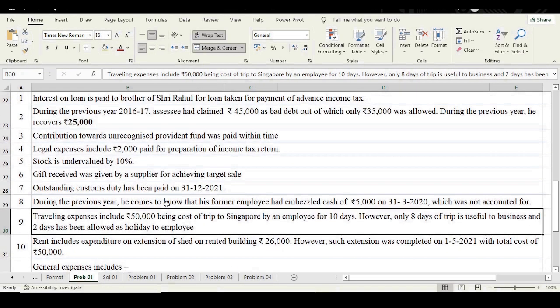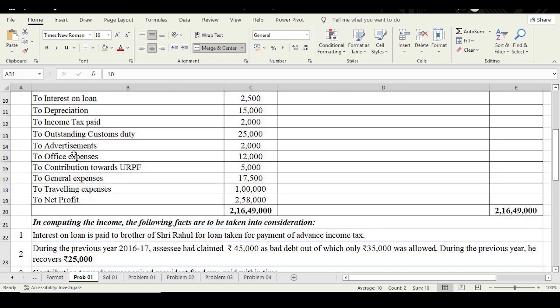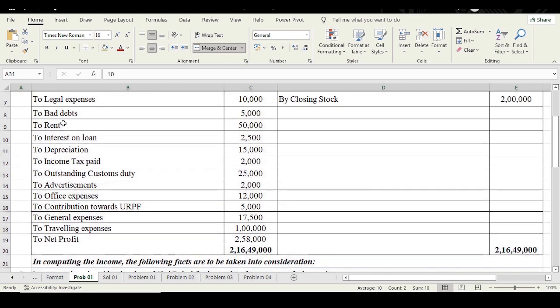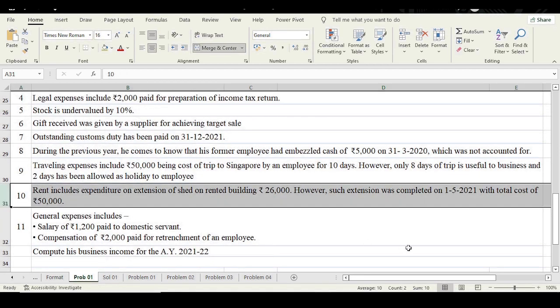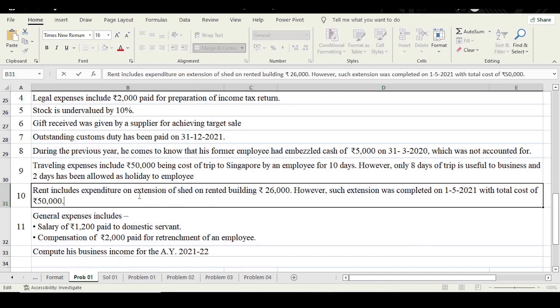I think we missed one adjustment, the rent. There was an adjustment for rent as well over here. Okay, the rent adjustment is rent includes expenditure on extension of shed on rented building rupees 26,000. However, such extension was completed on 1/5/2021 with total cost of rupees 50,000. So whatever the rent amount has been mentioned, it also includes expenditure on extension of shed. Now, extension of shed is a capital expenditure. It is not a revenue expenditure.